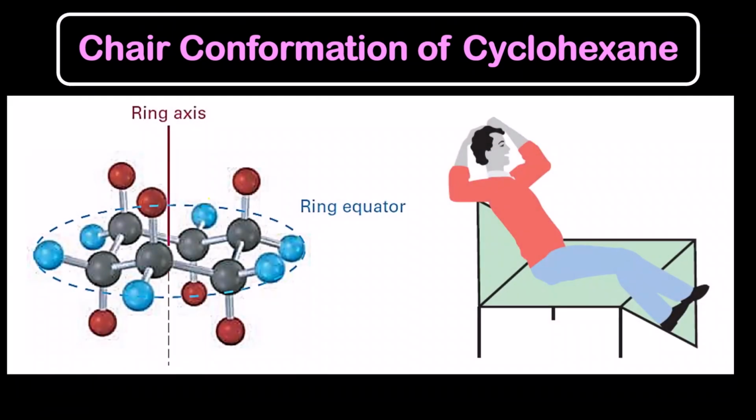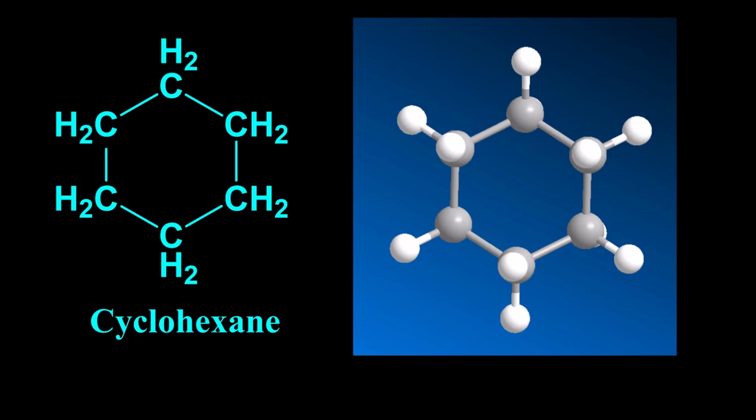So in today's video, we are going to see the structure of chair conformation of cyclohexane and how we can actually draw the chair conformation of cyclohexane and how do we write down the axial and equatorial positions in a chair conformation. So let us first understand what is the structure of a cyclohexane.